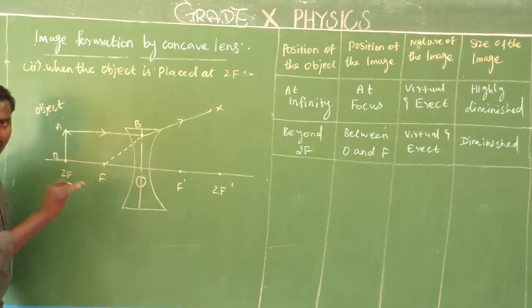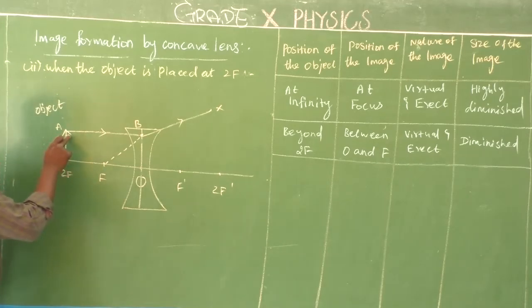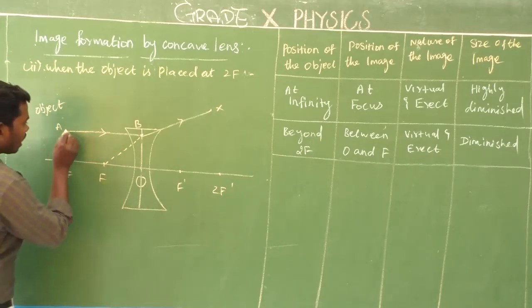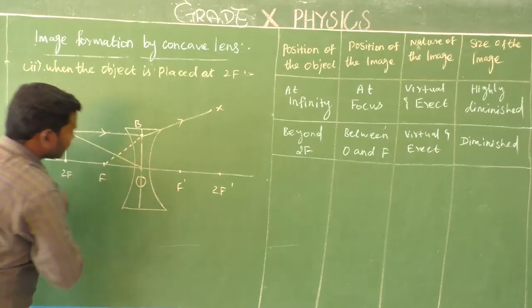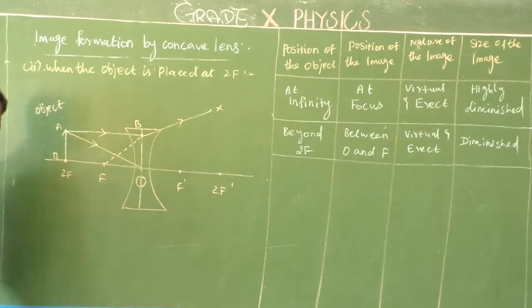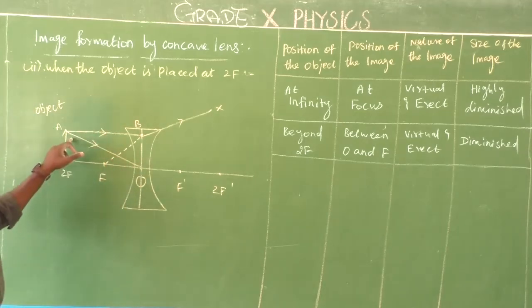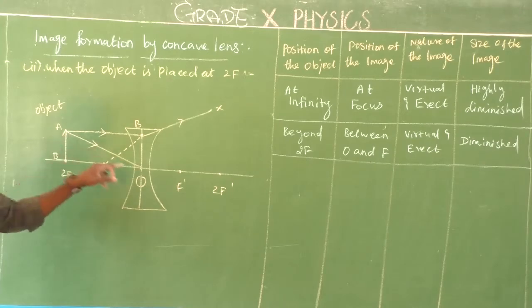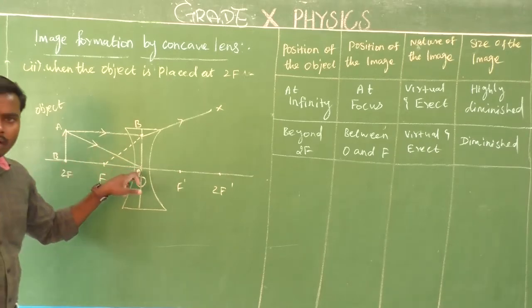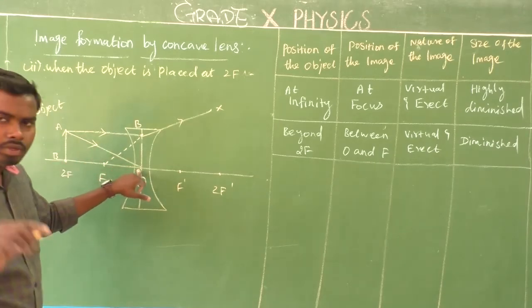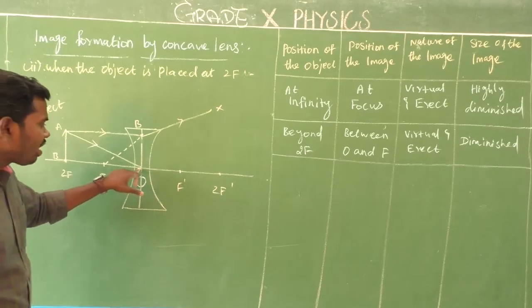Consider a ray of light which is coming from the object, from the top of the object. This is the incident ray. Am I right? Yes. Consider a second ray which is coming from the top of the object. So this ray of light passes through the optical center O.